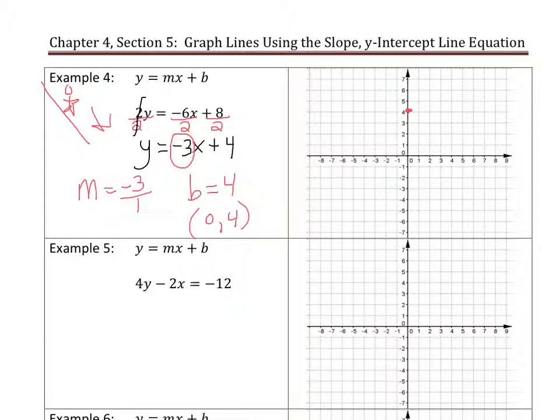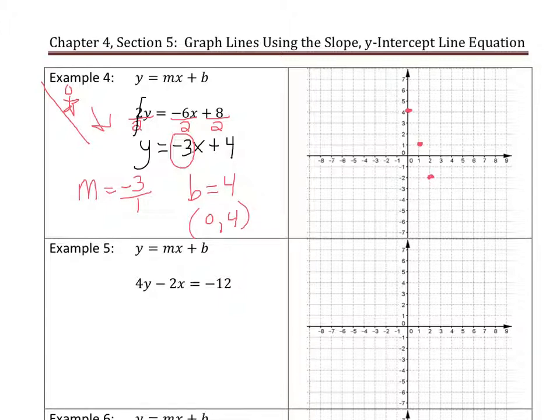Now, we are going down 3. Our rise is going down, and our run is 1. So we're going to go down 3 from that y-intercept. 1, 2, 3, and our run is 1. So we're going to go over to the right 1. So we're going to end up here. Do it again from this point. Down 3, 1, 2, 3, and over 1.